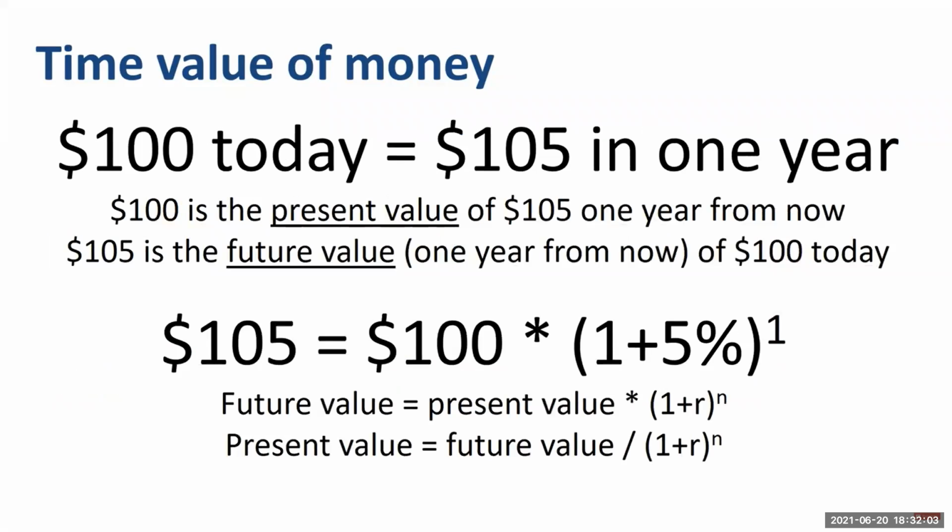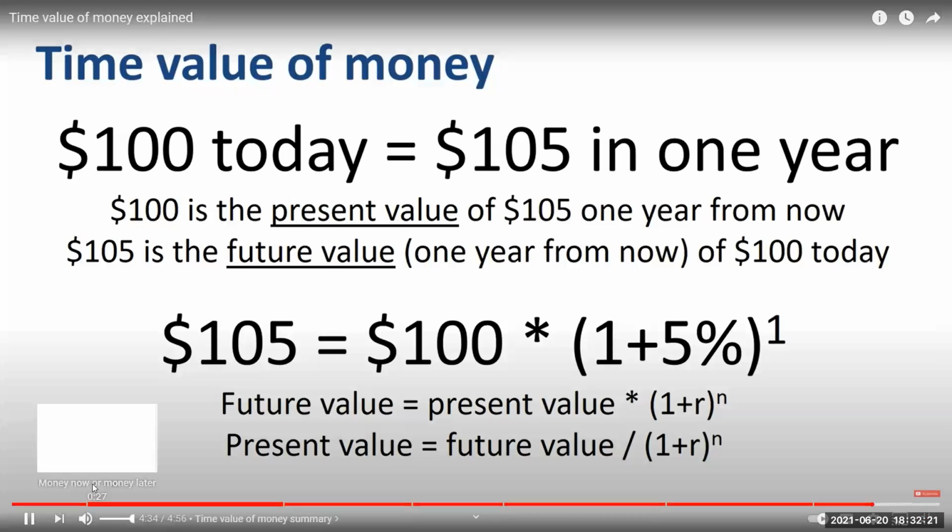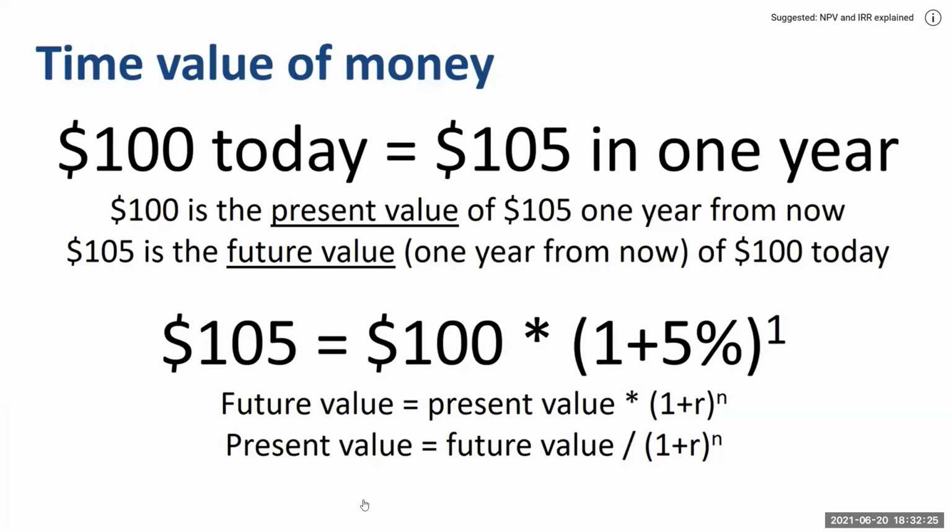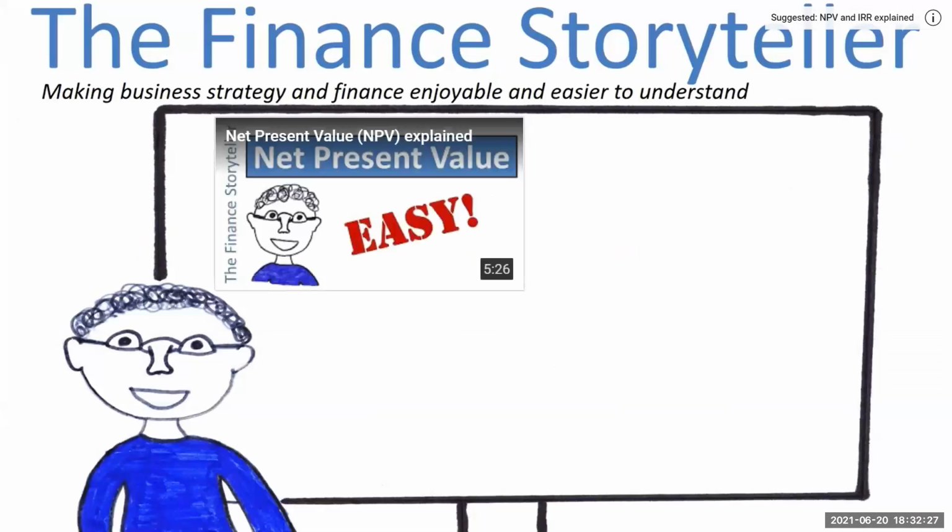Time value of money is the idea that money that is available at the present time is worth more than the same amount in the future. With the rate of return, you can convert from present value to future value and the other way around. Time value of money is also the underlying principle for concepts such as net present value and internal rate of return. I hope you enjoyed this clear and quick explanation of the time value of money.